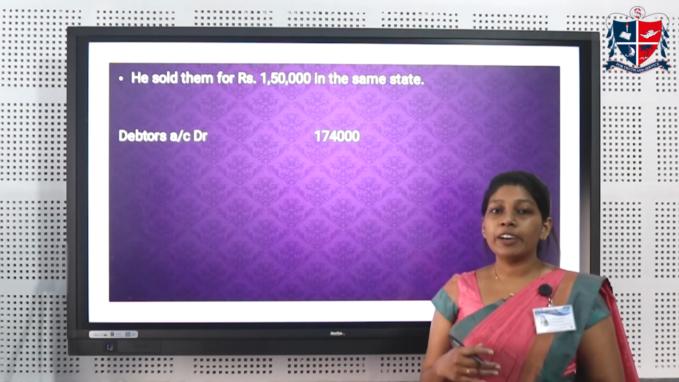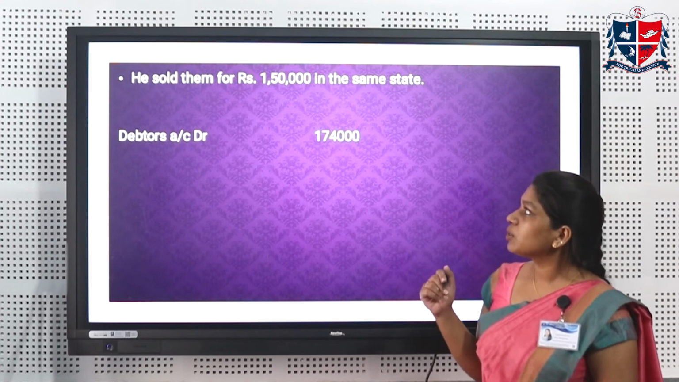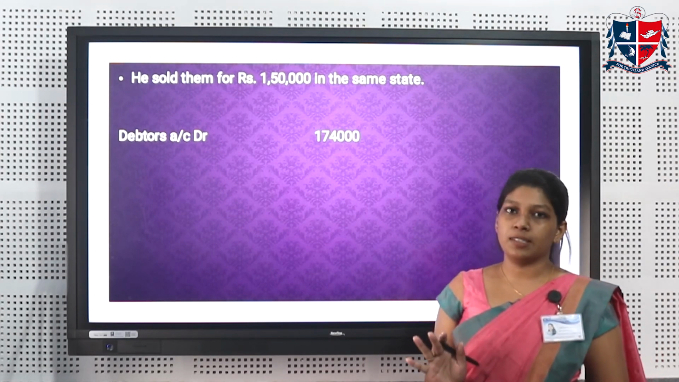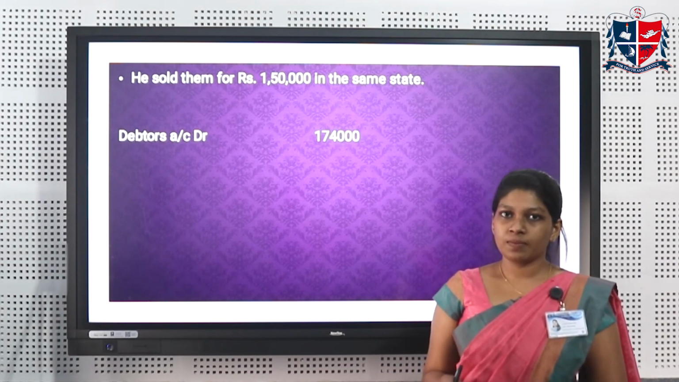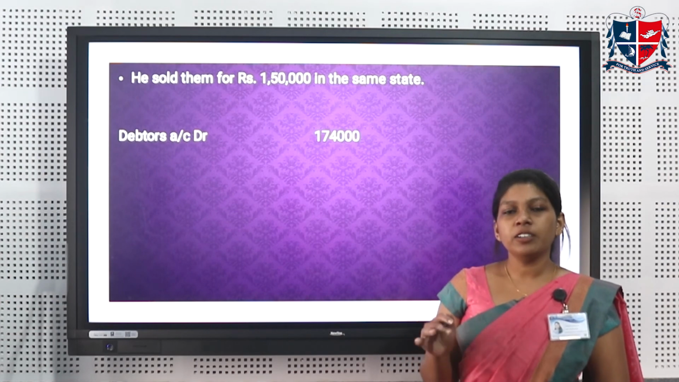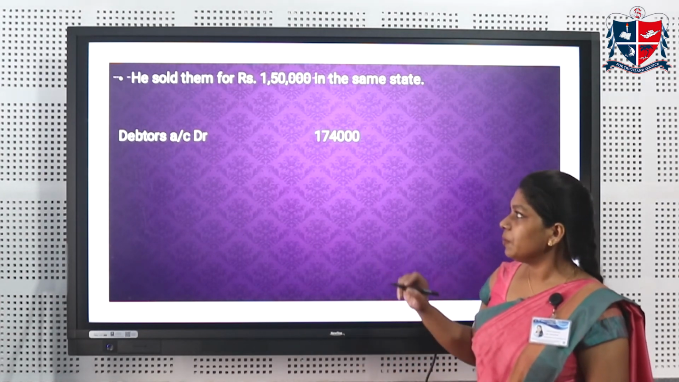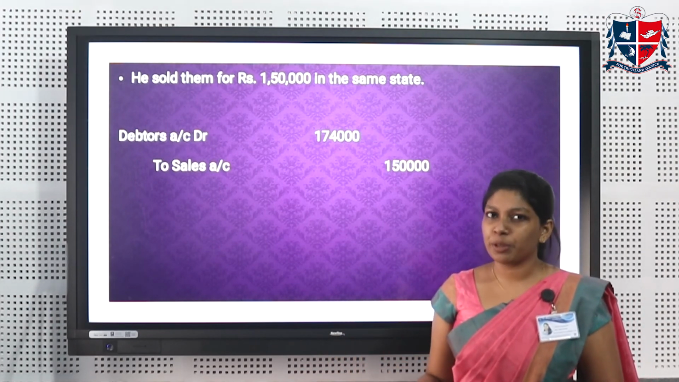Next is when he sells something. The next transaction is: sold them for rupees 1,50,000 in the same state. He is selling the same thing in the same state. It is directly given that it is an intrastate transaction. So the journal entry will be debtors account debit to sales. This will be the normal journal entry while we are selling something.